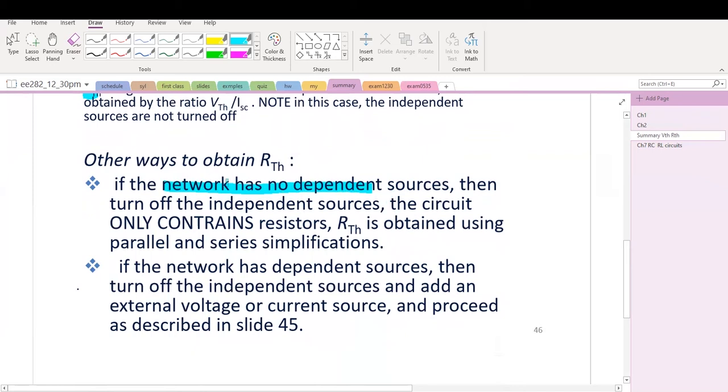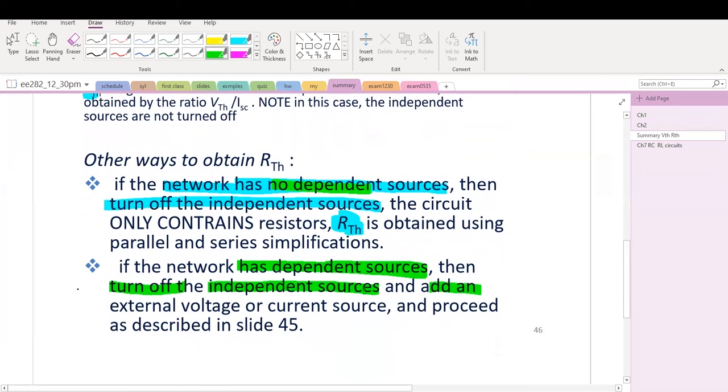So if the network does not have independent sources, then we turn off the independent sources and the circuit becomes only a resistor network. So we can use the parallel and series technique to obtain RTH. Now, if the network has independent sources, then we need to turn off the independent sources, the same as we did for the network without independent sources.